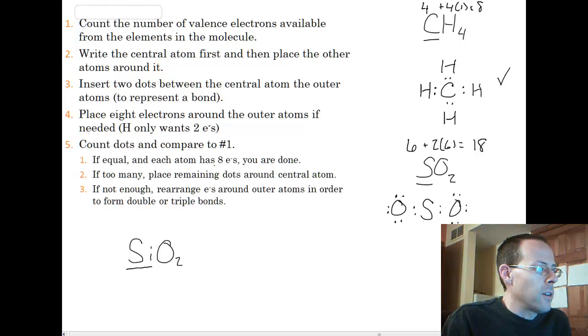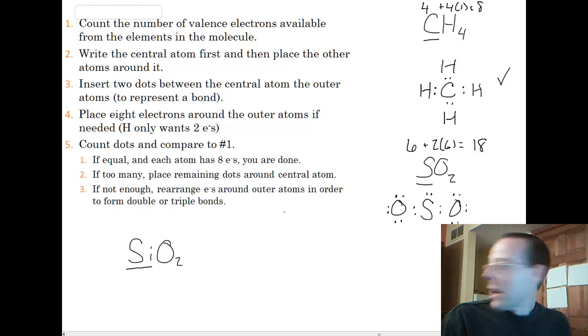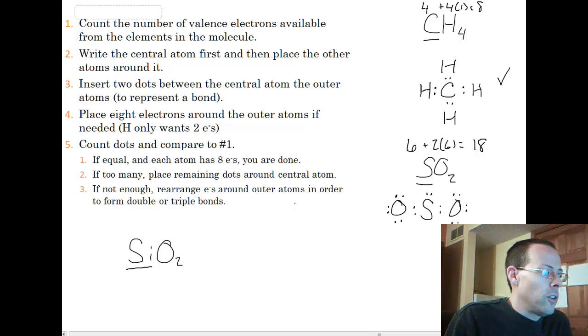Alright, now we're going to count our dots. Let's see, count dots and compare. So we've used 2, 4, 6, 8, 10, 12, 14, 16. But we have 18 dots we can use. So if we go back, if too many, place remaining dots around central atoms. So we have 18 to put, but we've only put 16 around. So we're going to put 2 here. And then the next thing is, are they equal, and does everybody have 8? And the answer is still no.